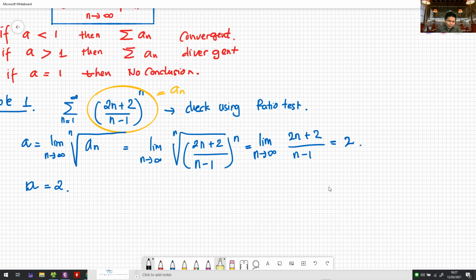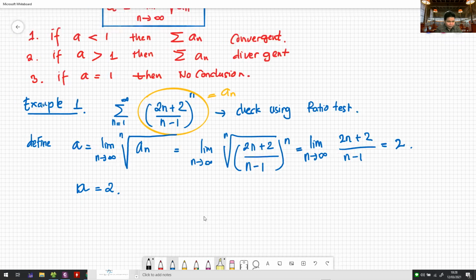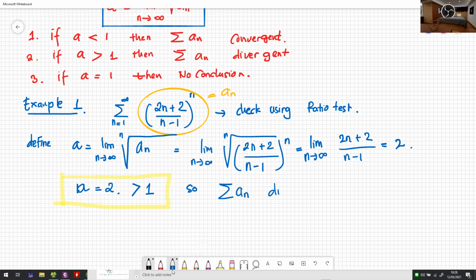This is the conclusion. What can we conclude from this one? Kalau dia dua berarti, so if A is 2, then A is larger than 1. What can we conclude from this one? So the limit A, divergence. Okay, that's it. Okay, paham nggak? So far, understandable? Okay, kita lakukan lagi contoh.